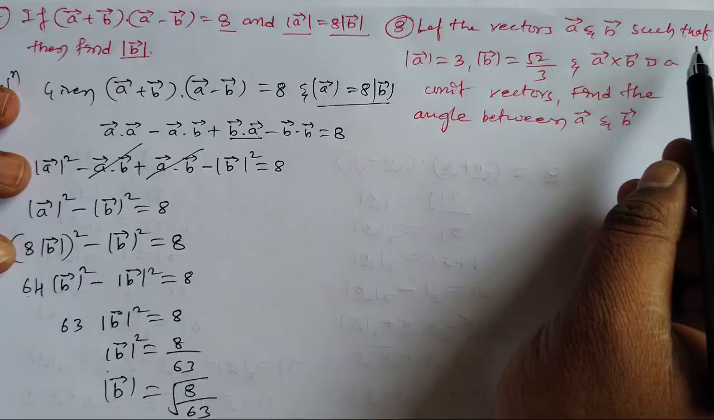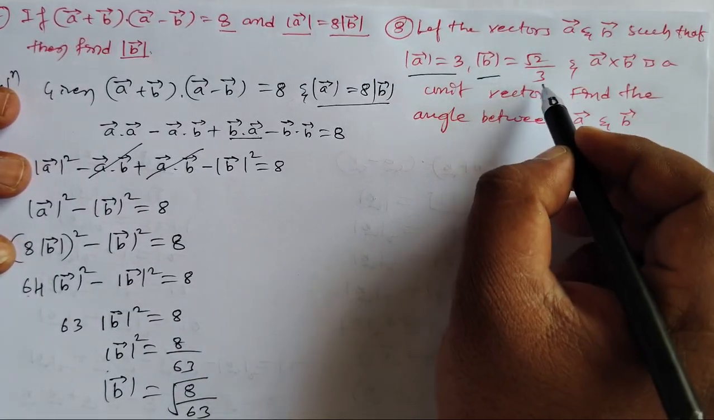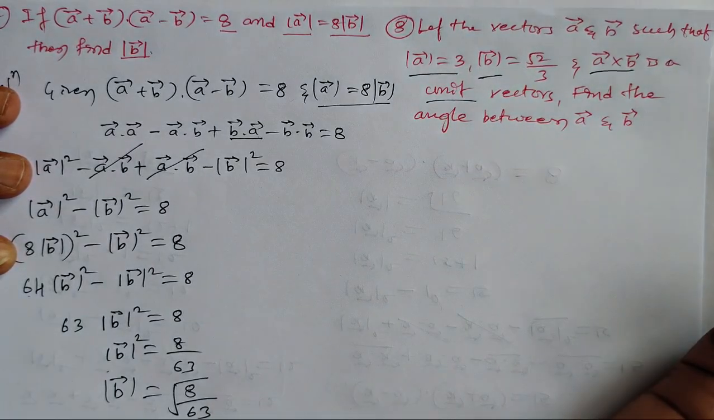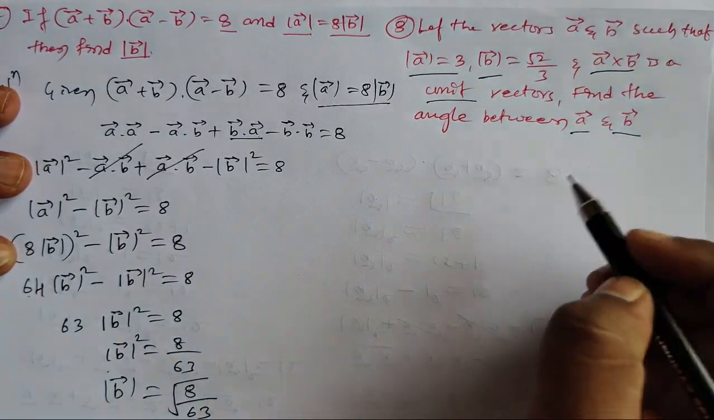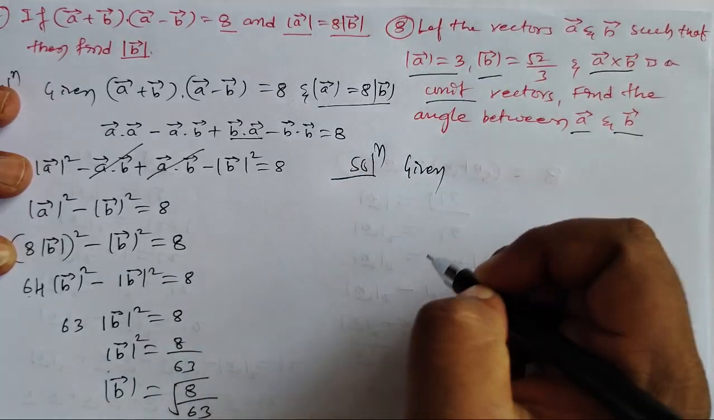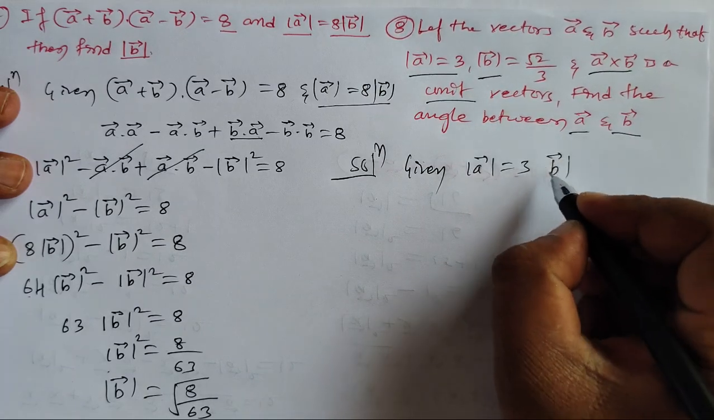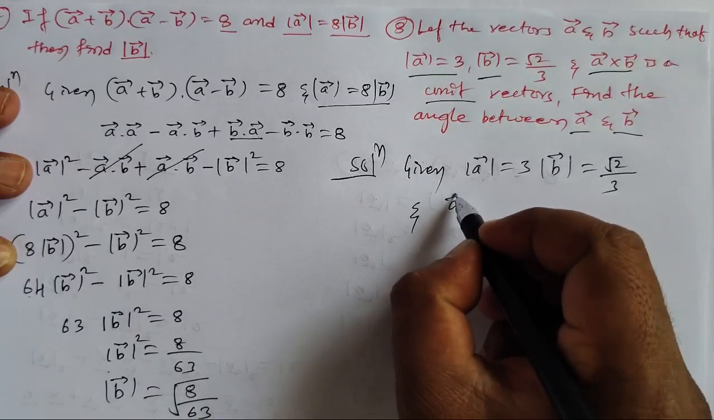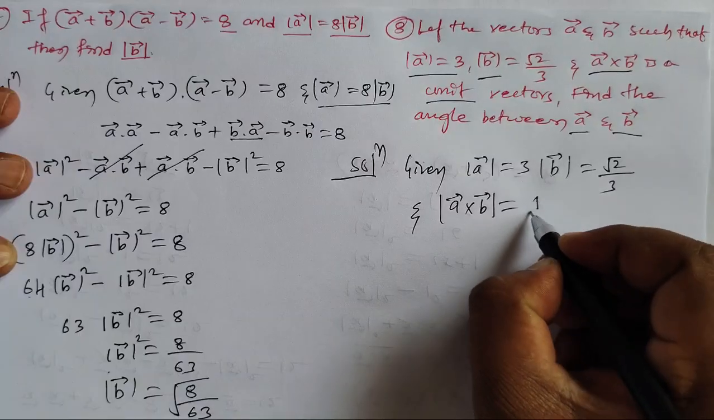Let the vectors a and b be such that magnitude of a vector is equal to 3 and magnitude of b vector is equal to root 2 by 3. A cross b is a unit vector, so that magnitude is 1. Find the angle between a vector and b vector, right? So first you write the given. What is the given? Magnitude of a vector is equal to 3, magnitude of b vector equal to root 2 by 3, and a vector cross b vector magnitude is equal to unit, as he said, which means 1, right?